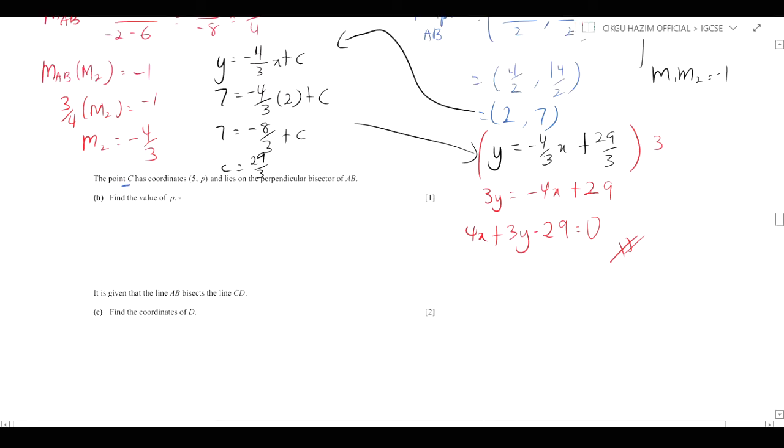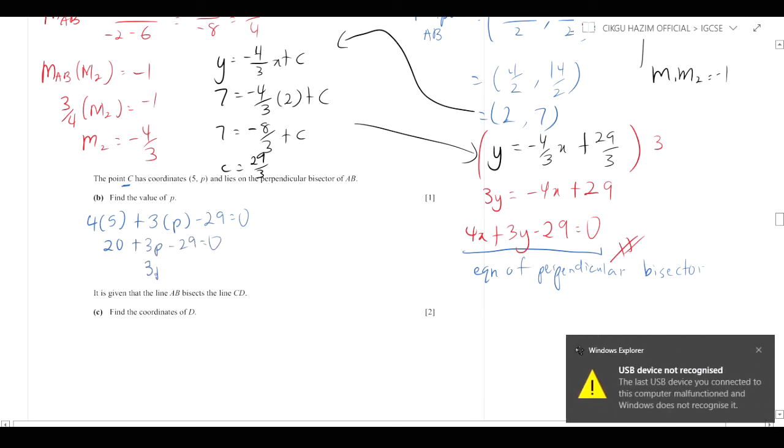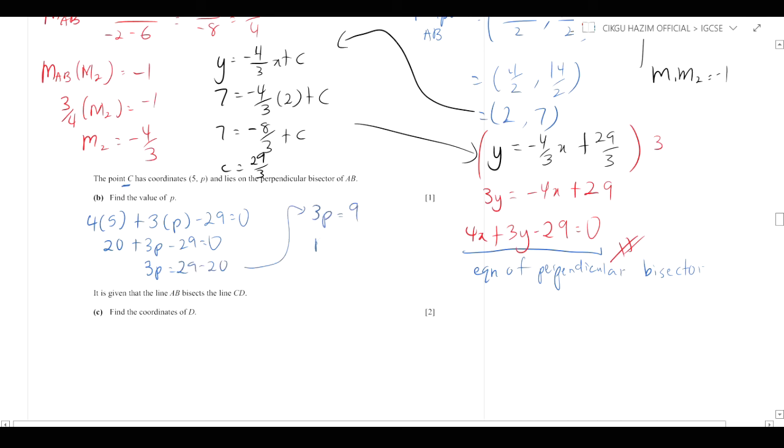You just substitute point C in the equation that we have here, because this is the equation of the perpendicular bisector. So the point lies on the line of the perpendicular bisector. Just substitute point C here, which is we're going to have 4 multiplied by 5 plus 3 multiplied by p minus 29 equal to 0. 20 plus 3p minus 29 equal to 0. 3p equal to 29 minus 20. 3p equal to 9, p equal to 3. That's how we do for question number B.